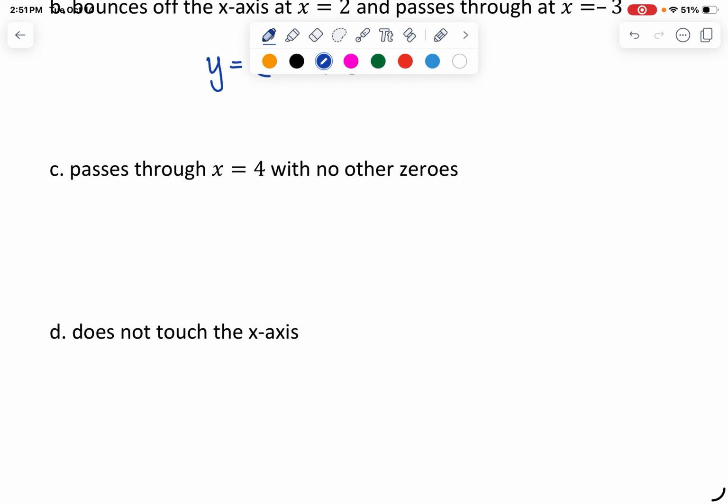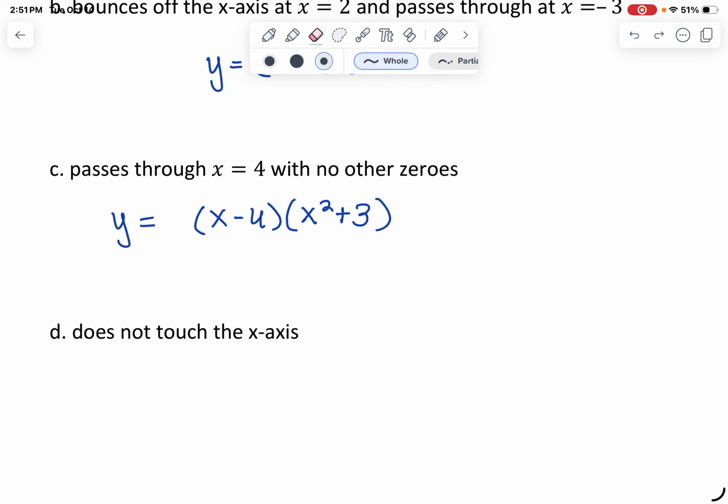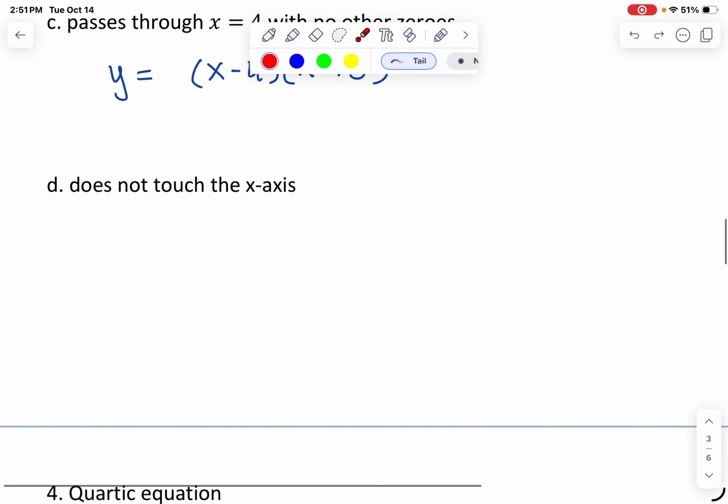Passes through x equals 4, so x minus 4 is a factor, with no other zeros. So I have to get my y equals here, which would mean that I want this to give me imaginary zeros. So I'm just going to use that x squared plus 3 again. That's going to give me imaginary zeros. That's going to give me a zero, I'm pointing to it, of x equals 4. And if you multiply this out, this is first power, this is a square. That's going to give me my x to the third power.